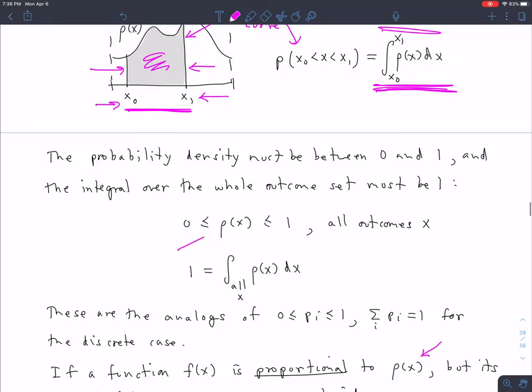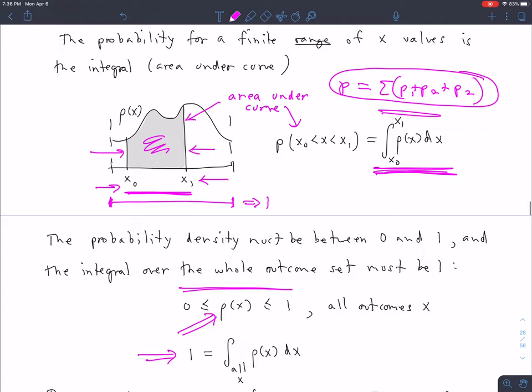All right. Probability densities, like probabilities proper, have to be between 0 and 1 for the same reasons too, and they have to integrate to 1. If I integrate over this whole curve from here to here, I have to get 1. So the area under this whole curve has to be 1.